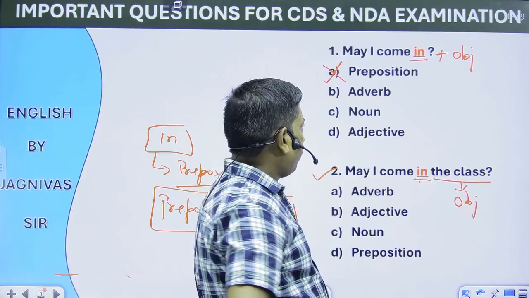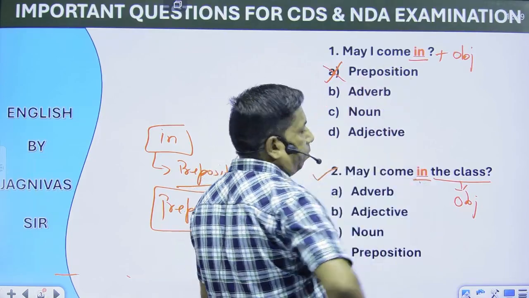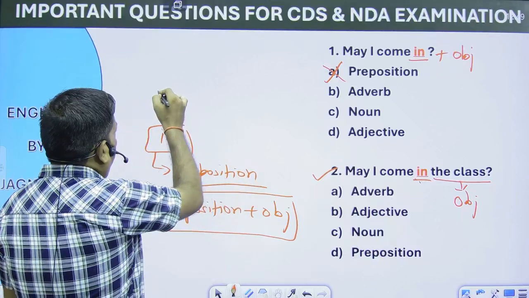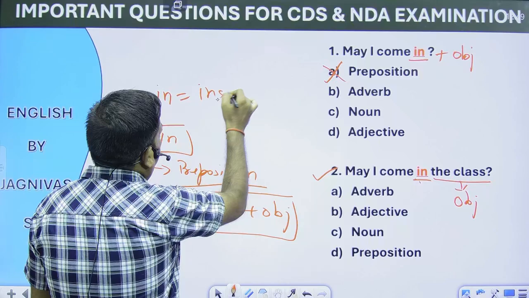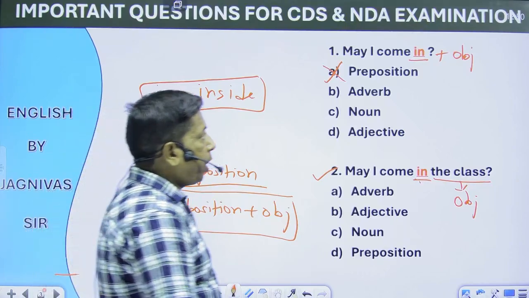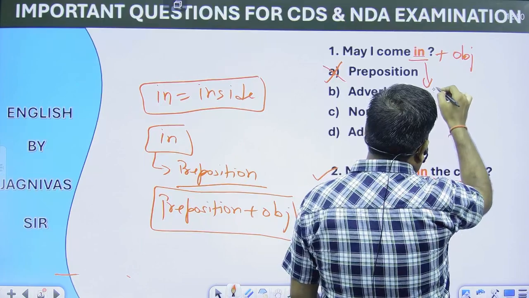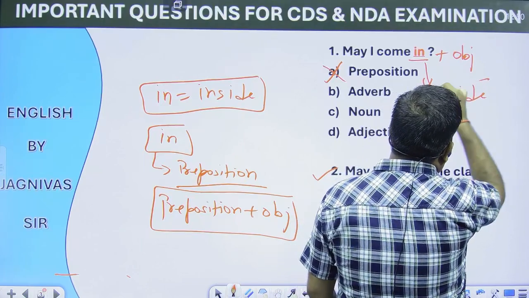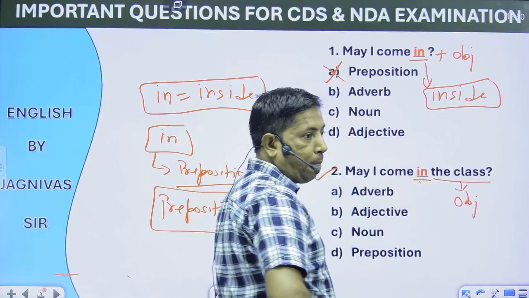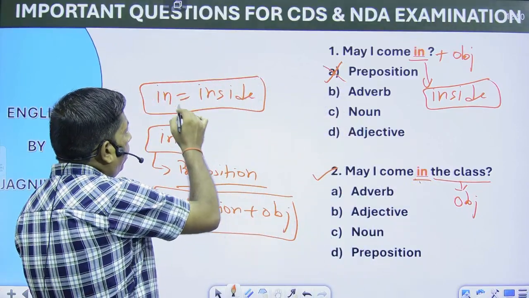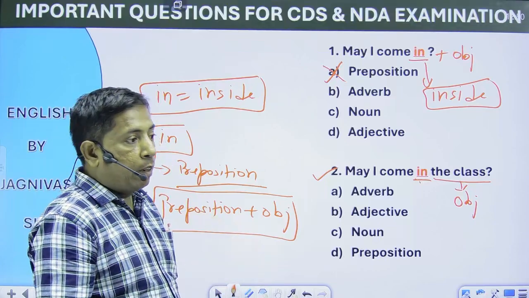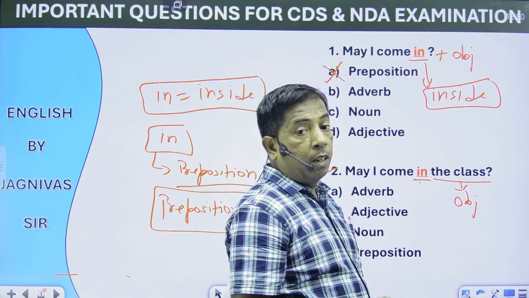Then what is it? Let me tell you. May I come? Where? What is the meaning of in? Here the meaning of in is inside. You can replace the word in with inside. Now read it this way: May I come inside? So the meaning of in this sentence is inside. It is the answer of where. May I come? Where? Inside.